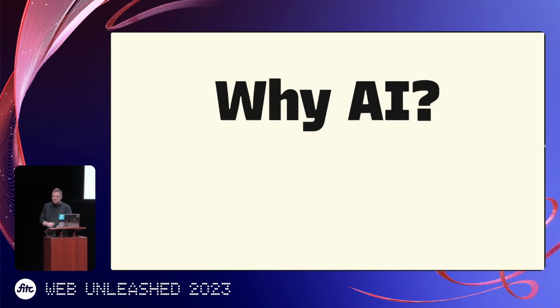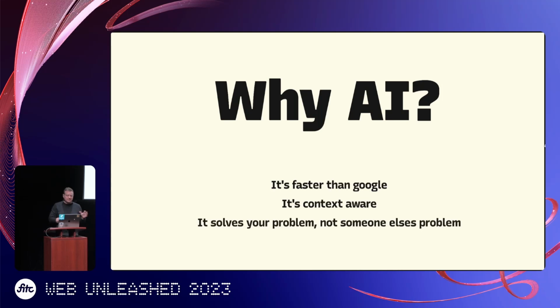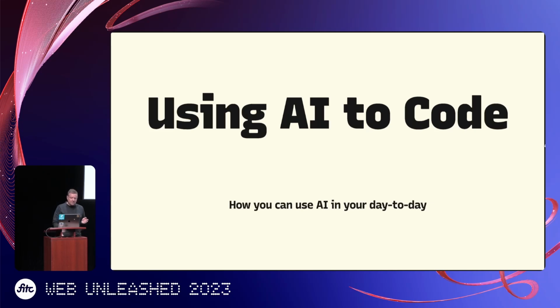Boilerplate generation. So why AI for this stuff? I think it's faster than Googling. It's context aware of the problem you're trying to solve. And because of that, it solves your problem, not somebody else's problem. You don't have to find, oh, this person had a similar problem, let me adapt it to my code base and my variables. It knows all about that already.